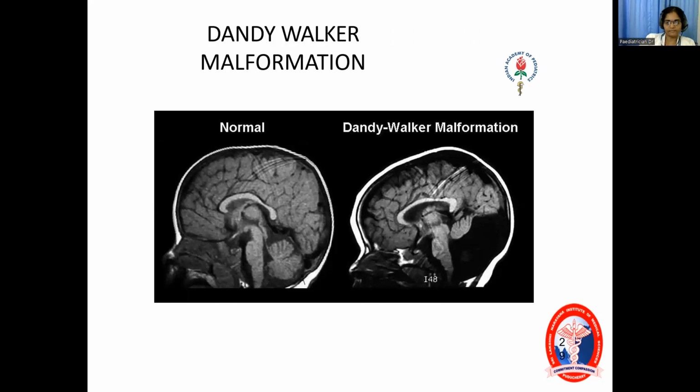So here the picture shows the Dandy-Walker malformation that you can see in the posterior fossa. There is cerebellar hypoplasia and there is a big cyst formation.